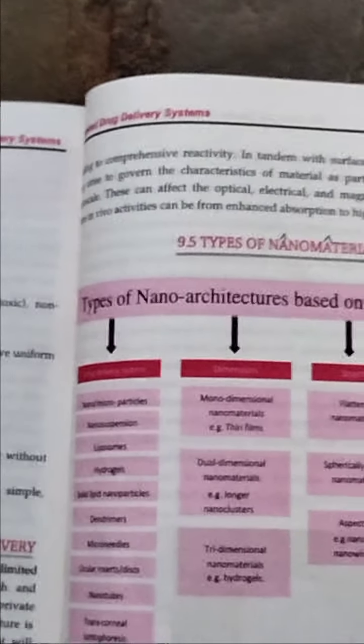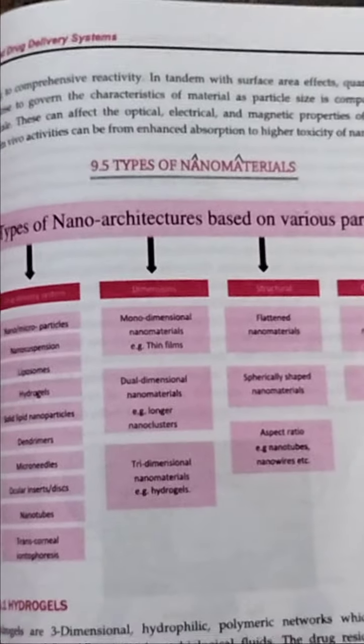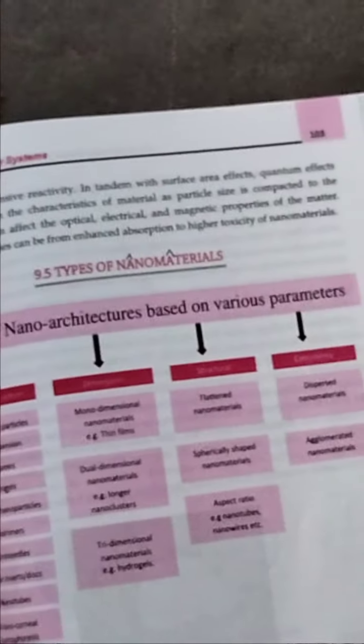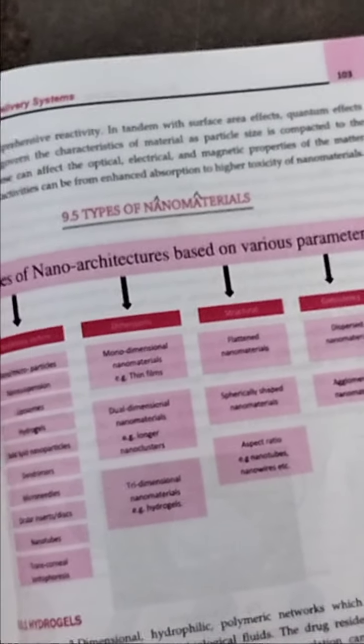In this video, we will discuss the types of nanomaterials and their pictures and information. In this video we will discuss the total information about the nanoparticles, which is nothing but hydrogels, liposomes, nanosuspensions, nanoparticles, microparticles, and others. First, we start with the hydrogels.